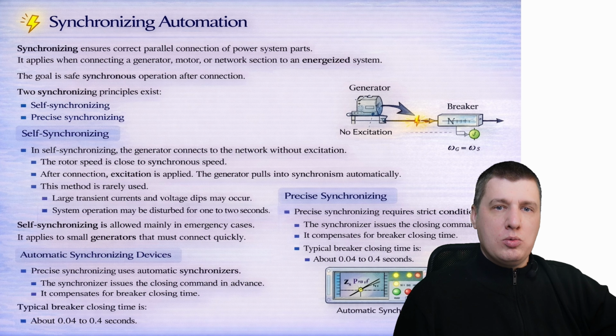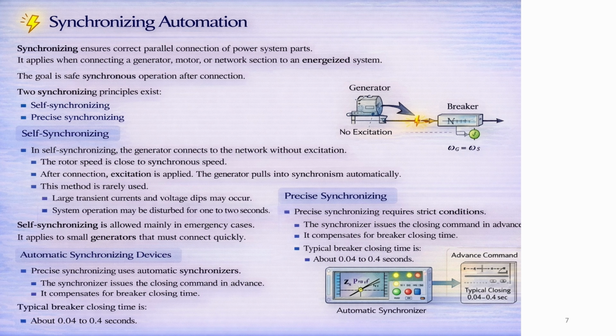Precise synchronization requires strict conditions at the moment of connection. 3 conditions must be satisfied. Generator and system voltage must be nearly equal. Generator and system frequency must be nearly equal. Phase angle difference at closing must be close to 0.